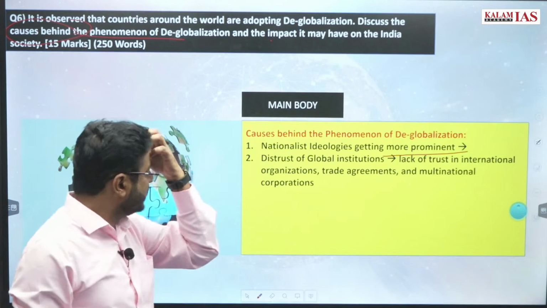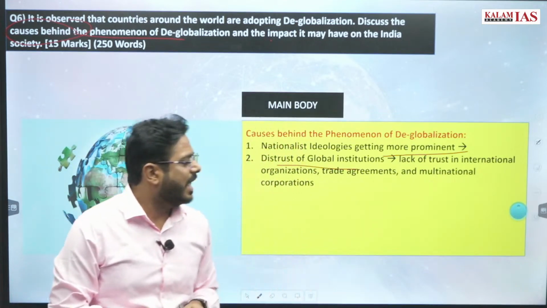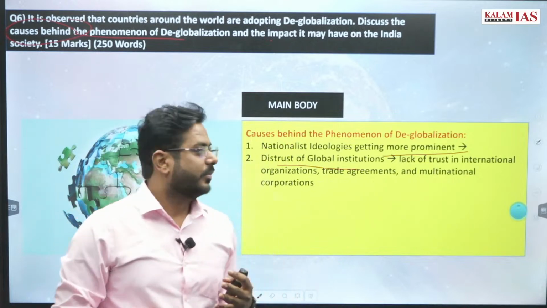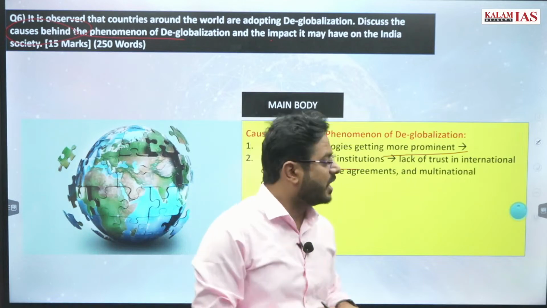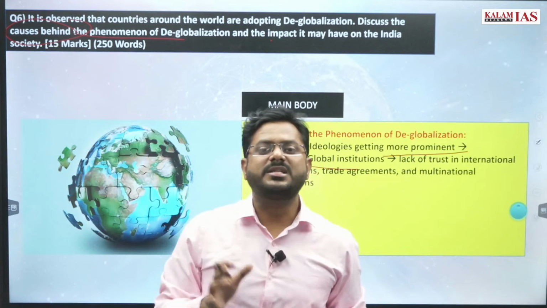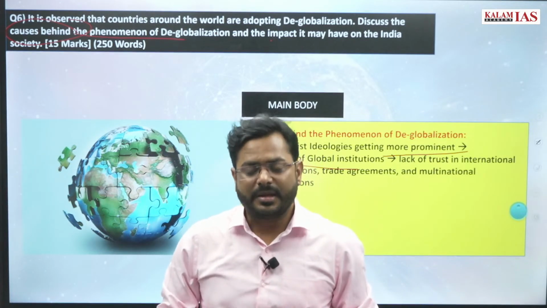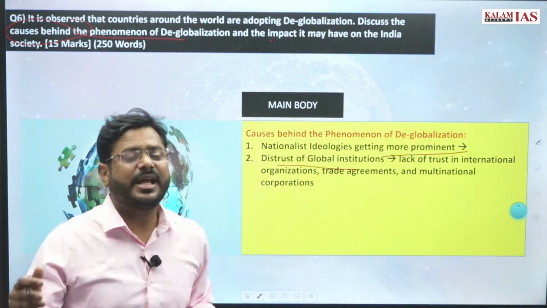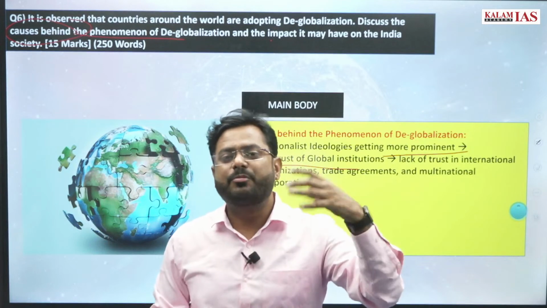Then the distrust of global institutions. There is a lack of trust in international organizations, trade agreements and multilateral cooperation. So overall distrust is there. The trust building mechanism has been losing, right? इस कारण से लोग एक दूसरे पे ट्रस्ट नहीं कर रहे और अपने आप को प्रोटेक्ट कर रहे हैं.